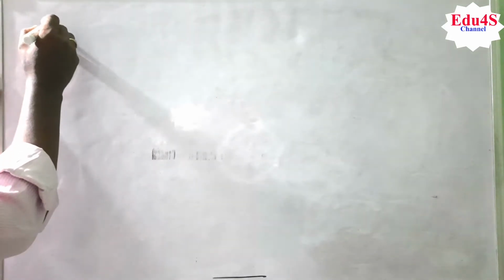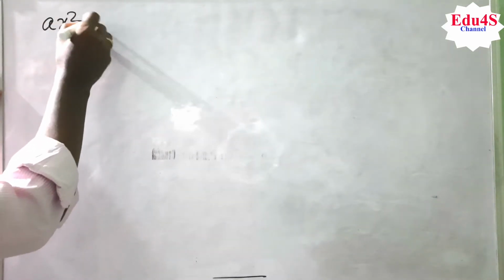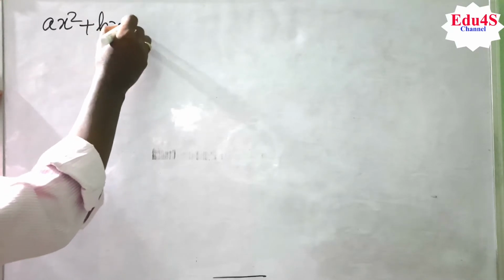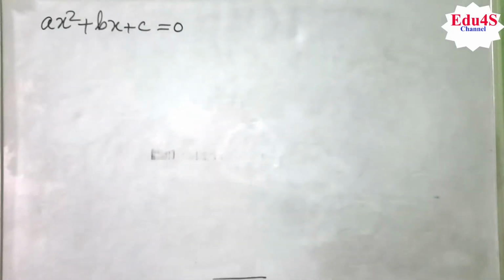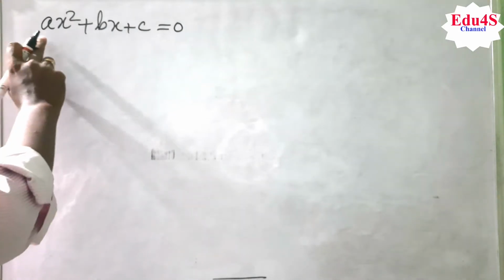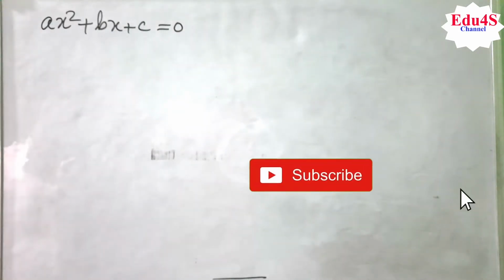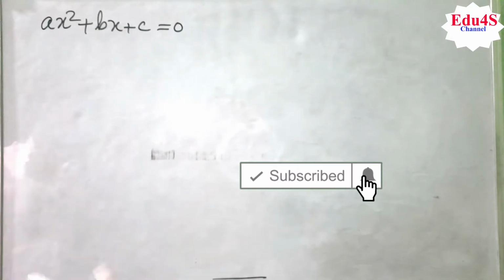Today we will learn how to solve a quadratic equation by using the completing square method. Clear? Now before taking one example, we should take the general equation of a quadratic equation. What is the general form of a quadratic equation? So this is the general form of a quadratic equation. We have to solve it by using the completing square method.